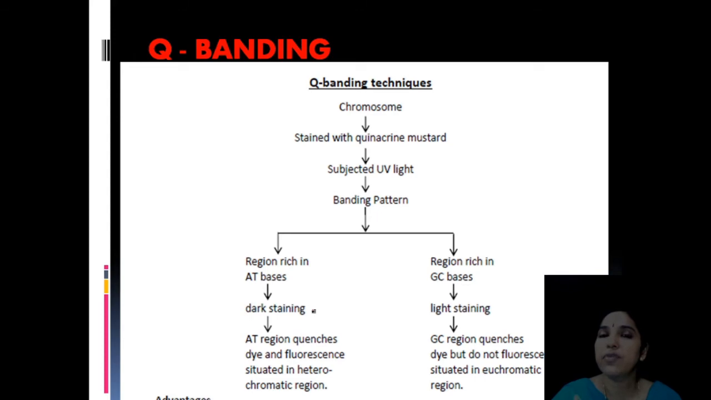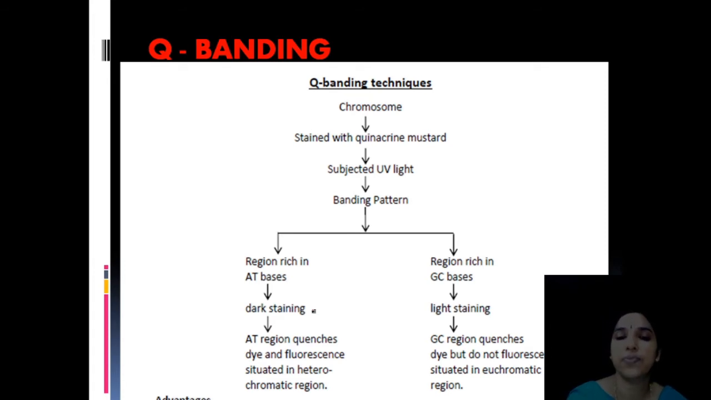So alcohol treatment, buffer treatment, then 5% quinacrine mustard. Then again wash with the phosphate buffer, and then observe under fluorescent microscopy or under UV light. Okay, so this is the Q banding technique. Here in Q banding, no pre-treatment is required. In G banding, before staining, you treated it with the trypsin proteolytic enzyme, but here no pre-treatment is required. That's a very important and much easier method in Q banding.